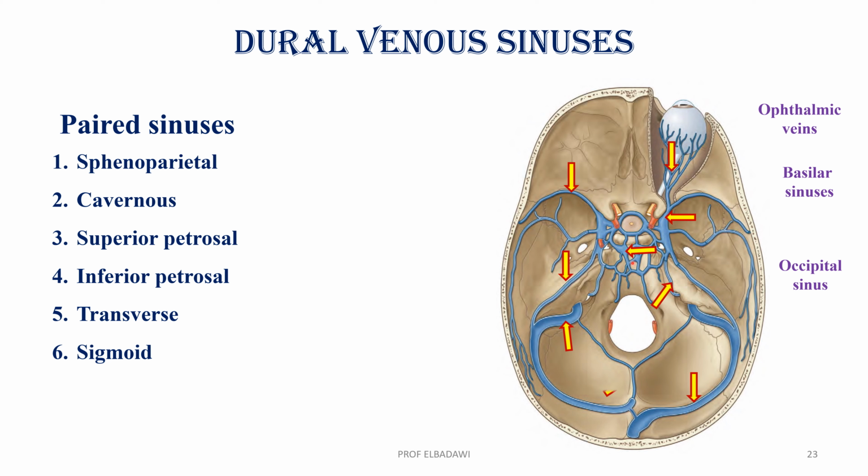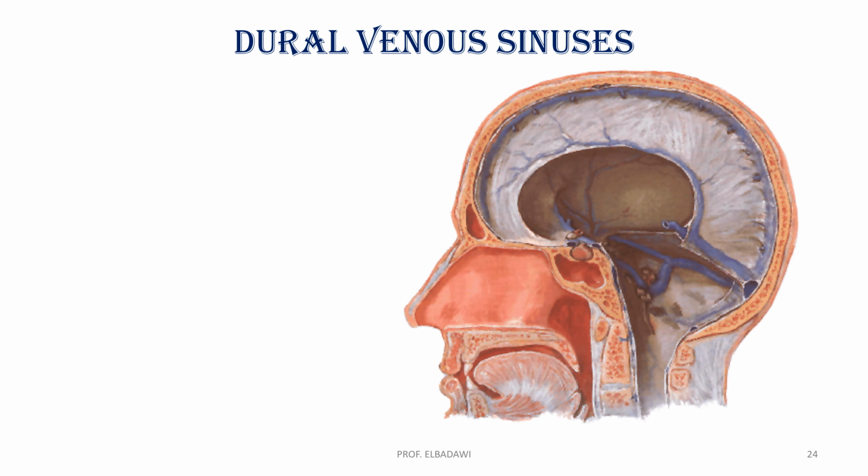And this is the occipital sinus along the internal occipital crest here, the attached border of the falx cerebelli. And these are the intercavernous sinuses, anterior and posterior, connecting the two cavernous sinuses. The intercavernous and the basilar sinuses are single and not paired, plus the occipital. So the occipital, the basilar, and the intercavernous are the single ones, right?